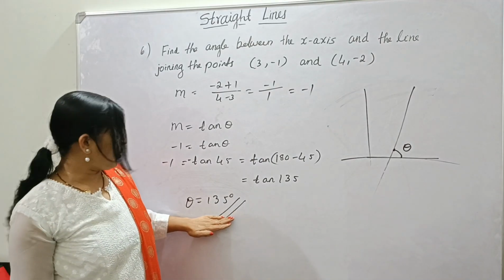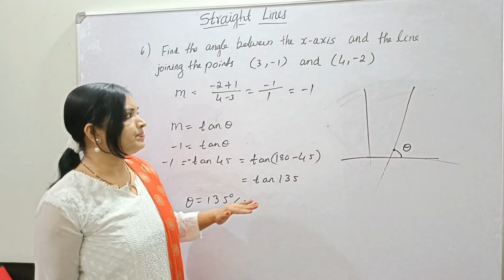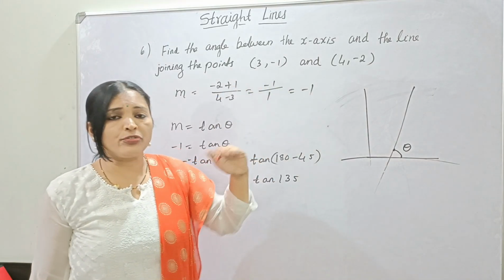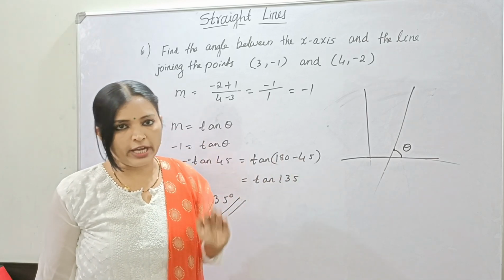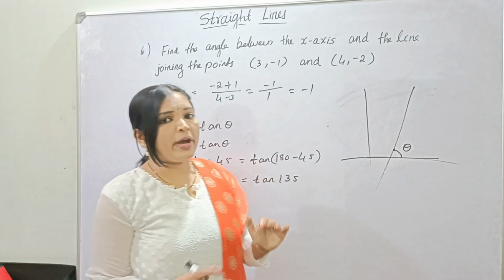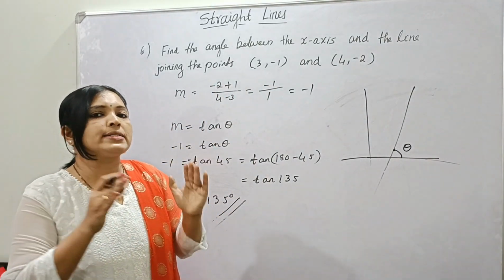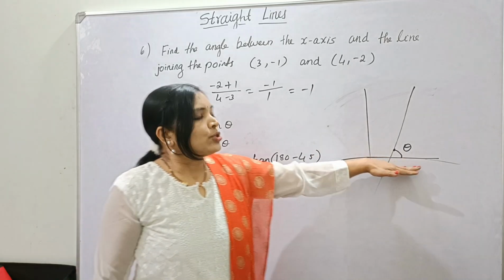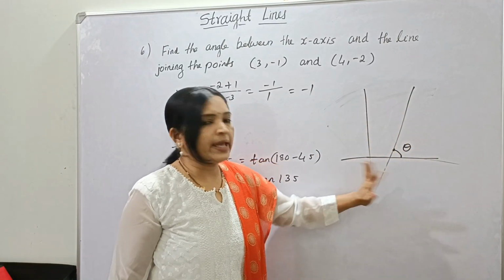See, we have found it. Theta is equal to 135 degree. So first of all, if two points on the line are given, first you have to find the slope of the line. Okay. And we are asked to find the angle between x-axis and the line. See, draw a rough sketch. Just draw the xy plane and the line.